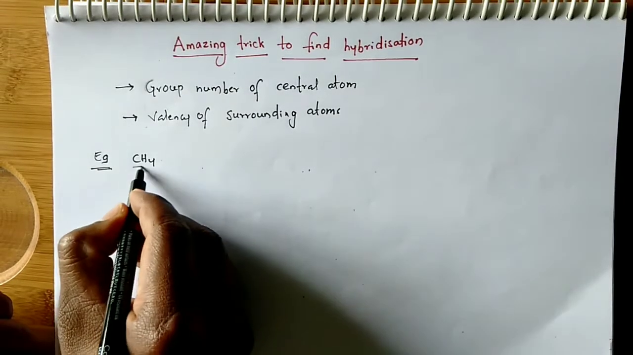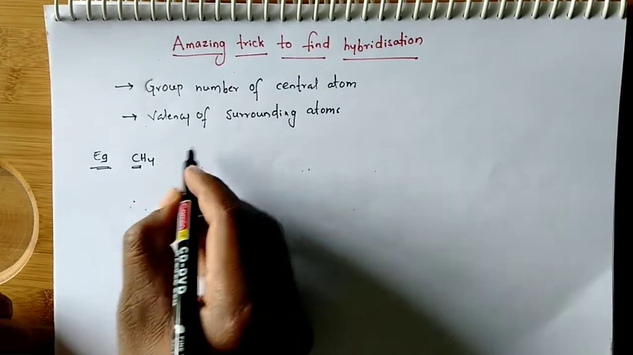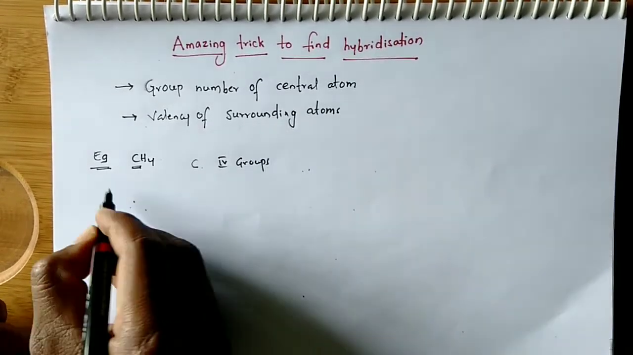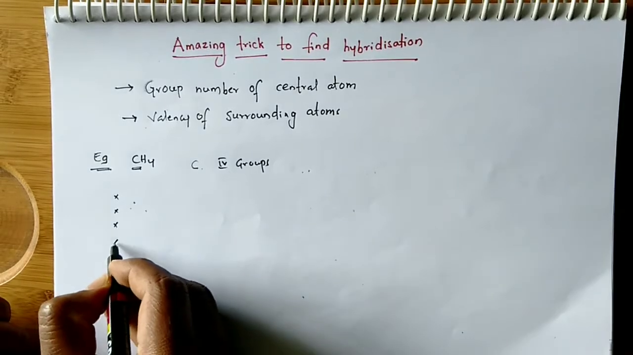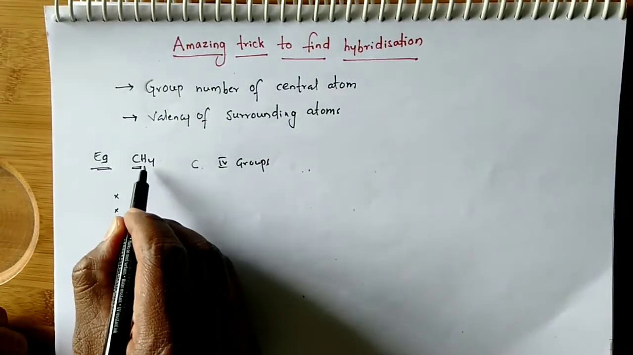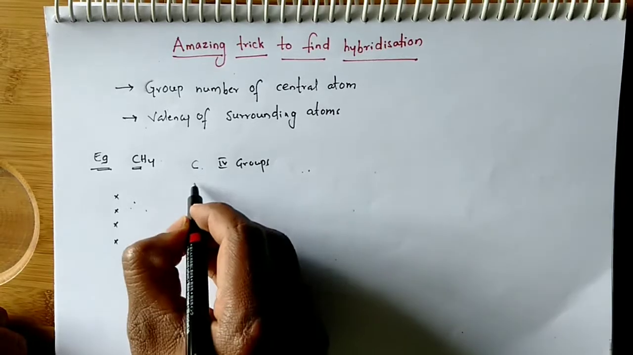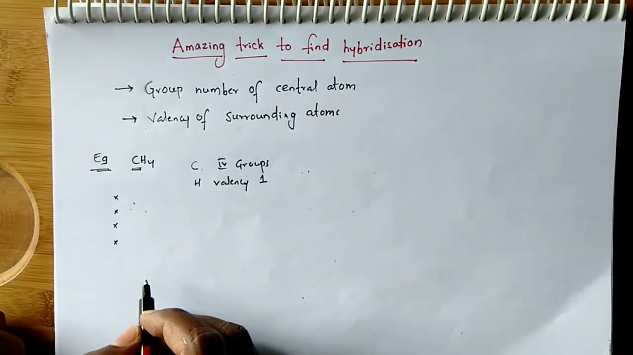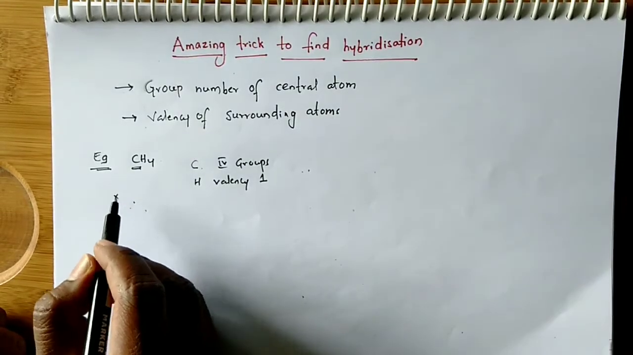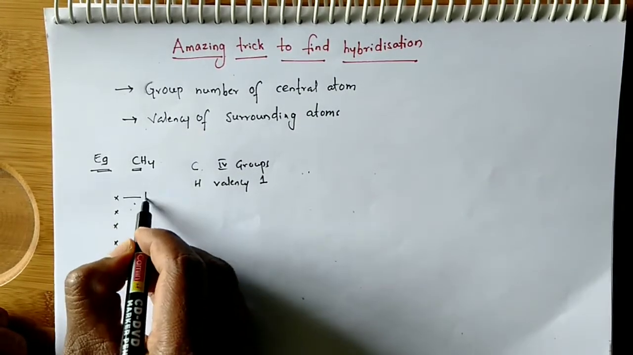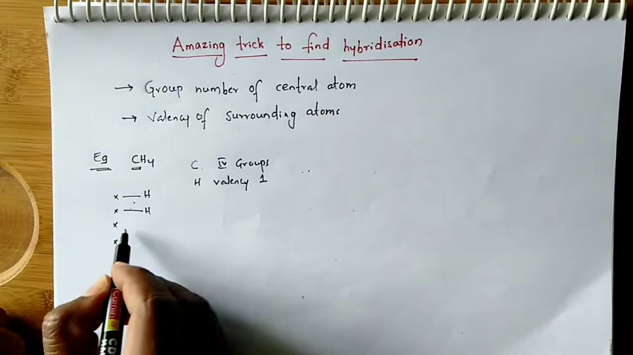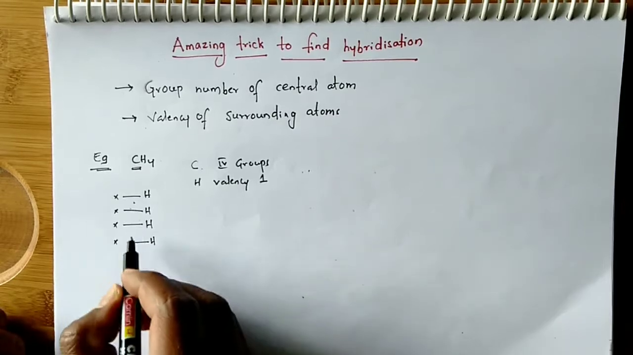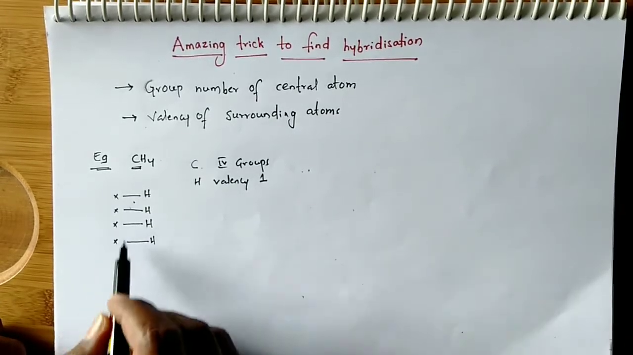Here carbon is the central atom and carbon belongs to the fourth A group, so we keep 4 dots like this. The surrounding atom is hydrogen. Hydrogen valency, how much? Hydrogen valency is 1, so it takes one electron for formation of a bond. One hydrogen takes 1 electron, another hydrogen takes 1 electron, one more hydrogen. So 4 hydrogen atoms are taking 4 electrons.